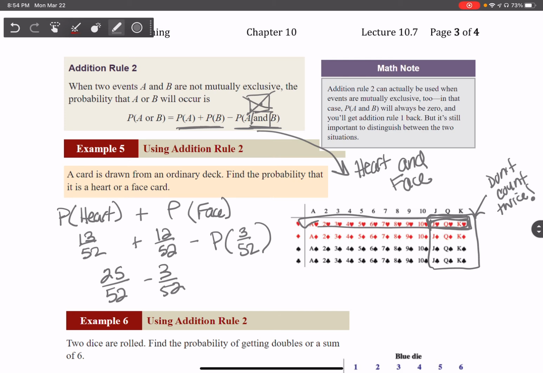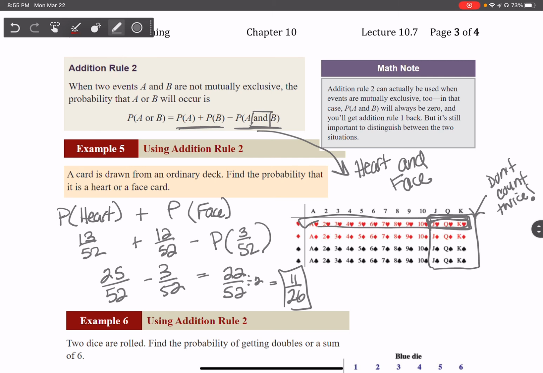All right, so now we take 25 over 52 minus the 3 over 52, and we end up with 22 over 52. We can reduce that by 2, and we get 11 over 26. Okay, once again, I apologize. Do not look at that as multiplication right now. We will look at that as multiplication in the next section, when we talk about our multiplication rules. All right, but hopefully you guys still understood this problem.